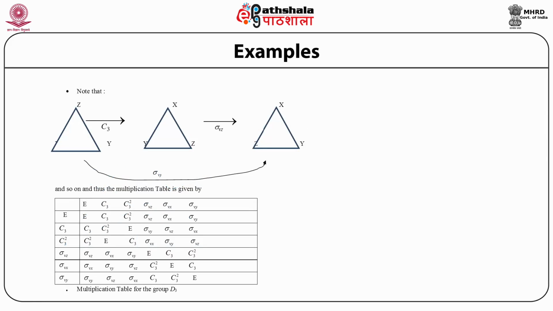The multiplication table of the group D3, which has elements E, C3, C3 square, sigma_v Z, sigma_v X, and sigma_v Y, can be easily constructed by noting, for example, consider on the triangle, apply the symmetry operation C3, which is a rotation of 120 degrees in the plane of the triangle. This takes the vertex X to Z, Z to Y, and Y to X as shown here.